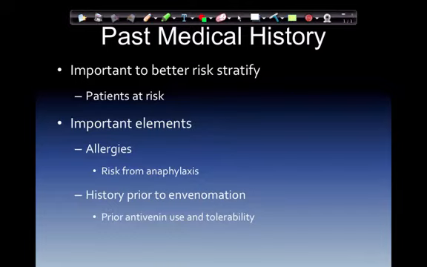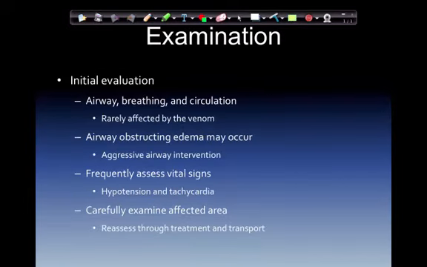Ask about any kind of allergies or any kind of risk for anaphylaxis: food allergies, medications, environmental allergies. The more risk factors that you have, the worse off you can be. Also ask about history prior to envenomation, and any kind of antivenom use and tolerability. If they've had it before, did they tolerate it well? Examination, initial evaluation: ABCs are rarely affected by the venom unless it is something that is not known to the continental United States.